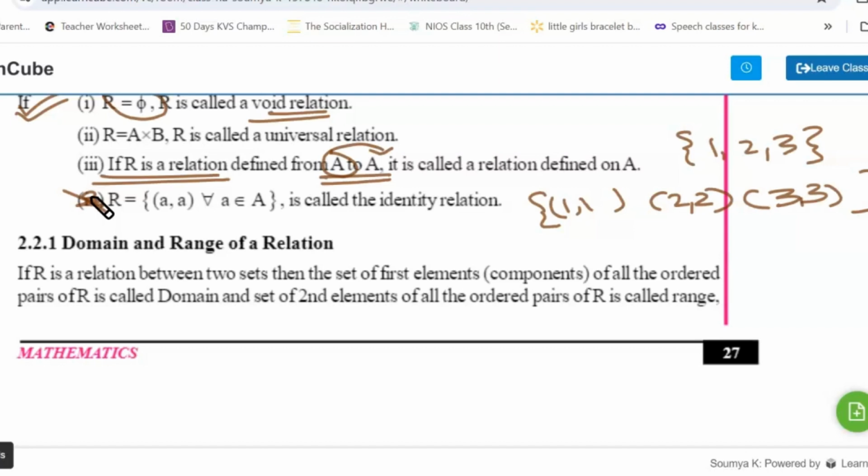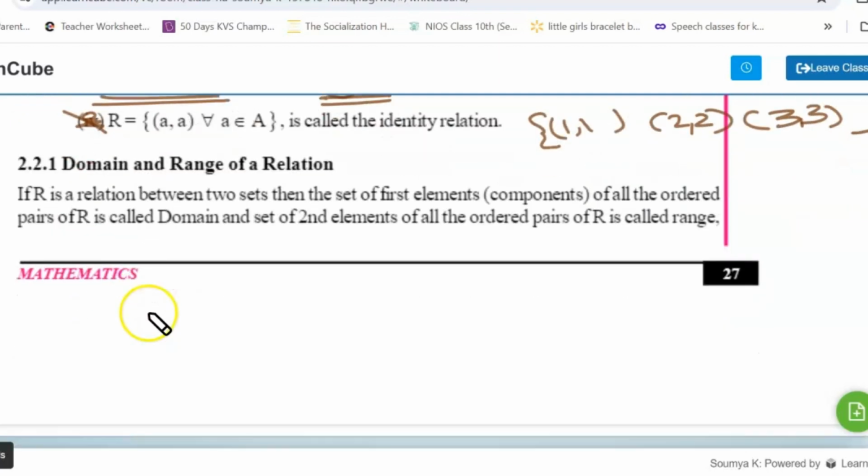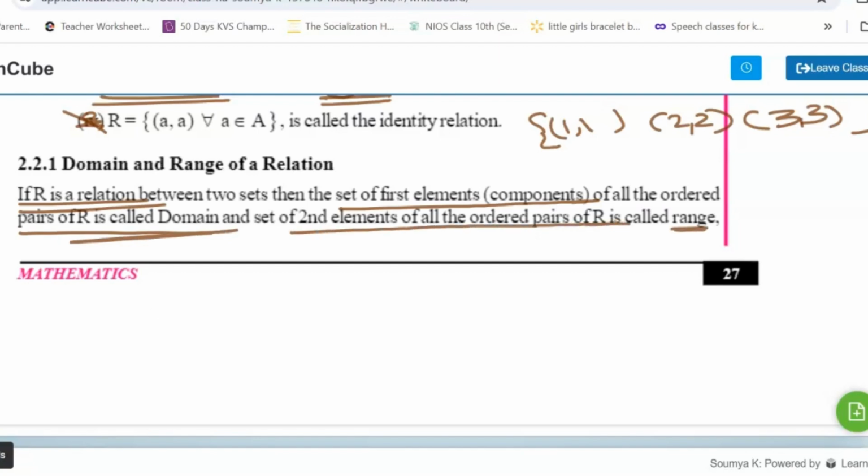Now let's see the next topic, that is domain and range. So what is a domain? Already we have discussed that if R is a relation between two sets, then the first elements of the ordered pairs are known as domain, and the second elements of the ordered pairs are known as range. Okay, domain, range.